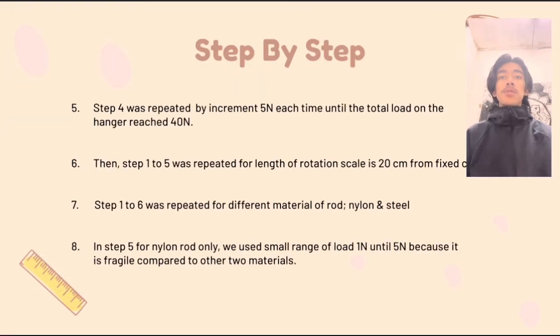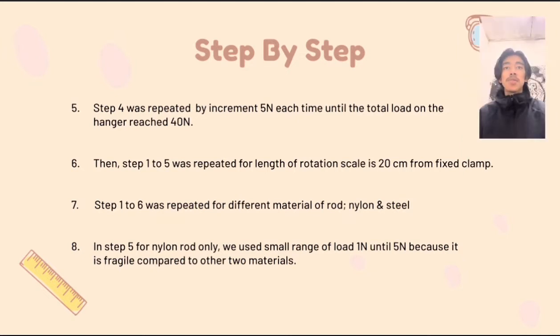Step 4 was repeated by incrementing 5 Newton each time until the total load on the hanger reached 40 Newton. Then, steps 1 to 5 were repeated for a rotation scale length of 20 cm from the fixed clamp. Steps 1 to 6 were repeated for different rod materials, nylon and steel. In step 5, for the nylon rod only, we use a small load range of 1 Newton to 5 Newton because it is fragile compared to the other two materials. That's all for me. Thank you.